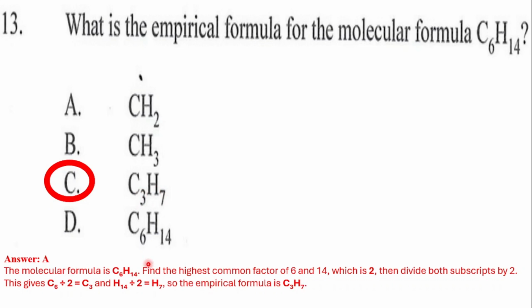So we find the highest common factor of 6 and 14, which is 2. Then divide both subscripts by 2. This gives C6 divided by 2 equals C3, and H14 divided by 2 gives us H7. So the empirical formula is C3H7. Okay, so the correct answer is going to be C. Number 13 is C.